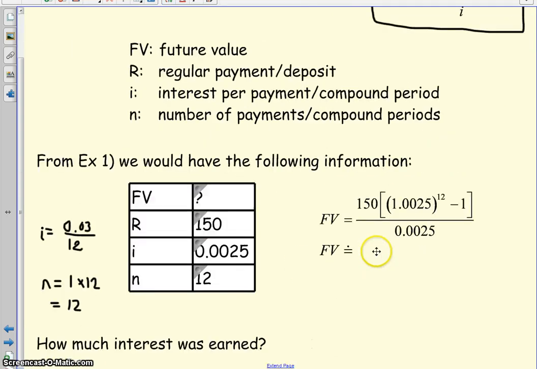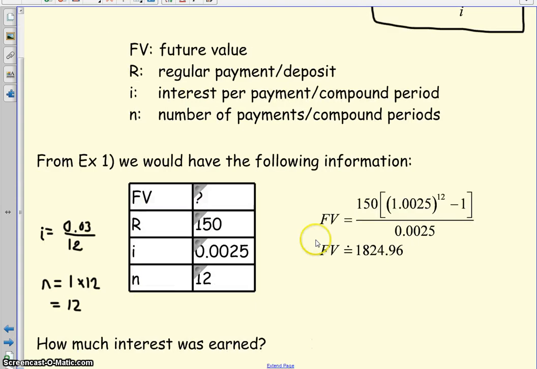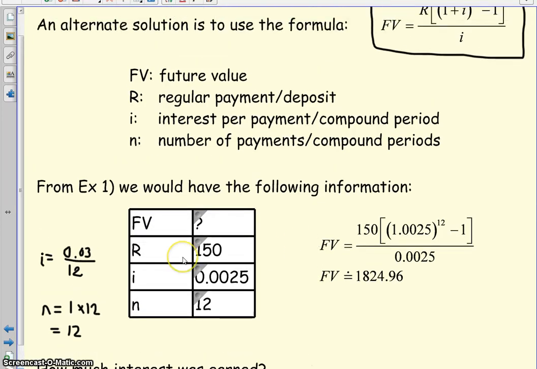Okay, so you can quickly see it's everything subbed in there. So R is 150, 1 plus I is 1 plus 0.0025, which is 1.0025, N is 12, and I is 0.0025. You can run all this through your calculator, and you'll get the exact same answer we got doing it the long way. Okay, so in practice, I would not expect you to draw out a complicated tree like we did on the first slide. You can just, in theory, use the values in the equation.